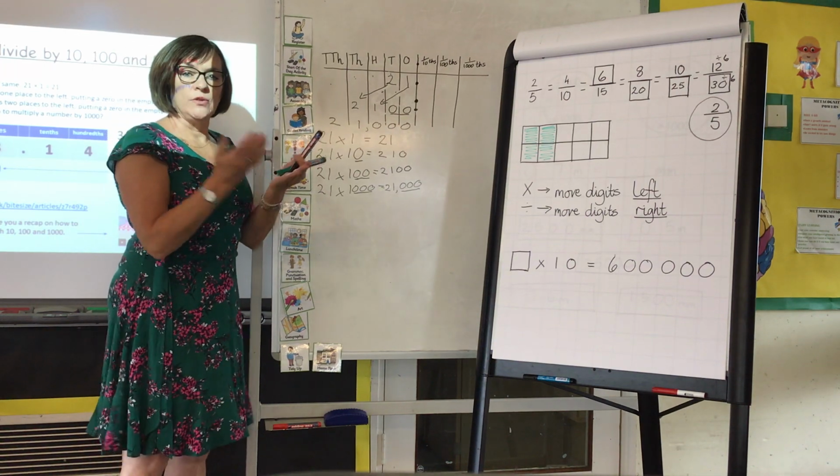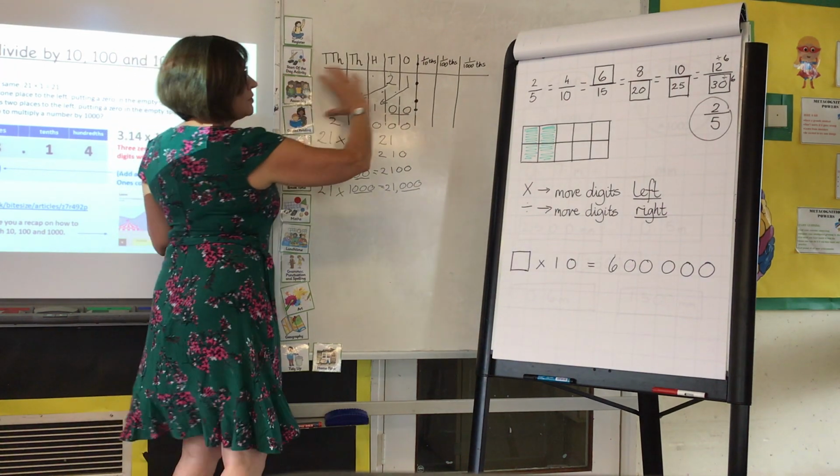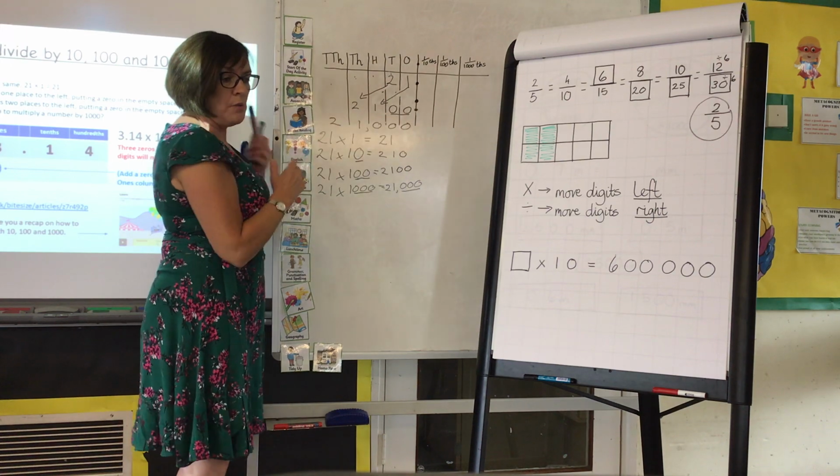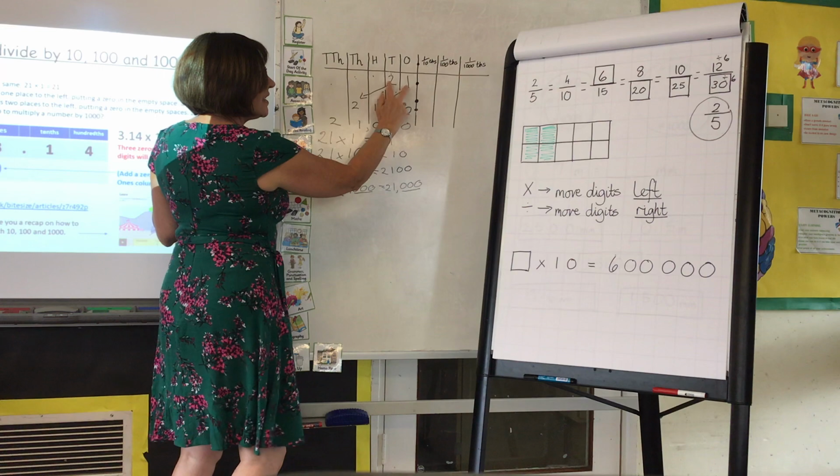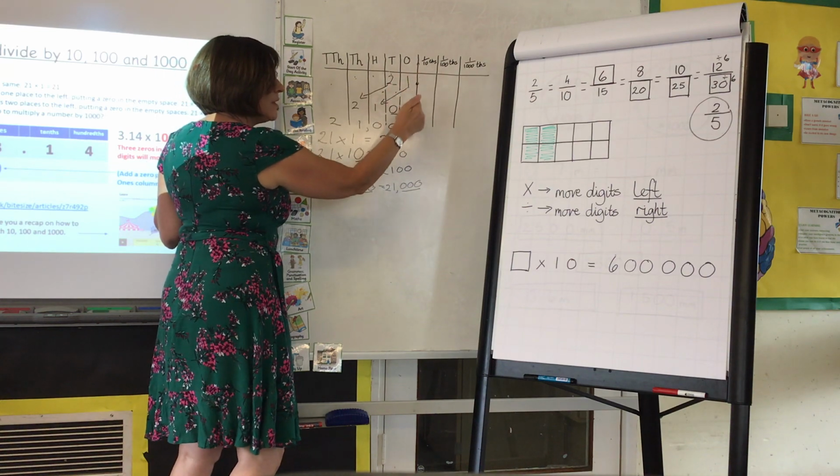What I would suggest, if you were in school, you would use a whiteboard and you would draw one of these grids. What I would suggest is that you have one of these handy, and you always start off, make sure the decimal point does not move.